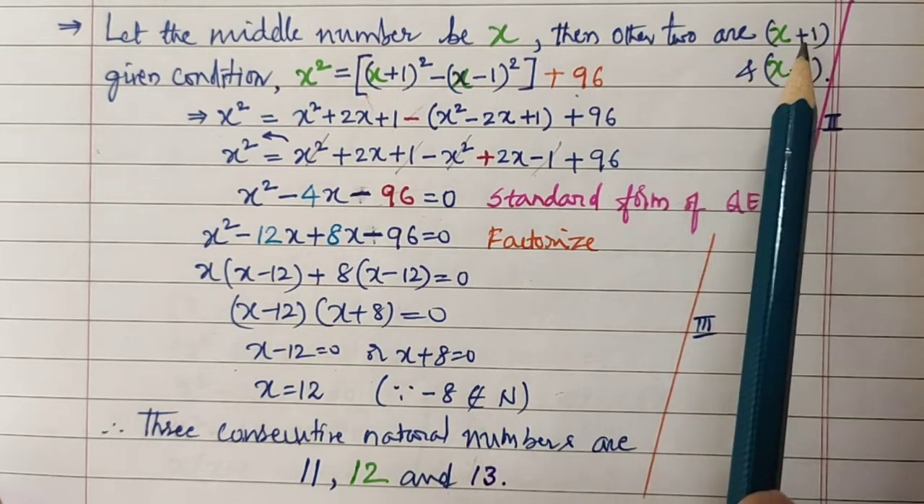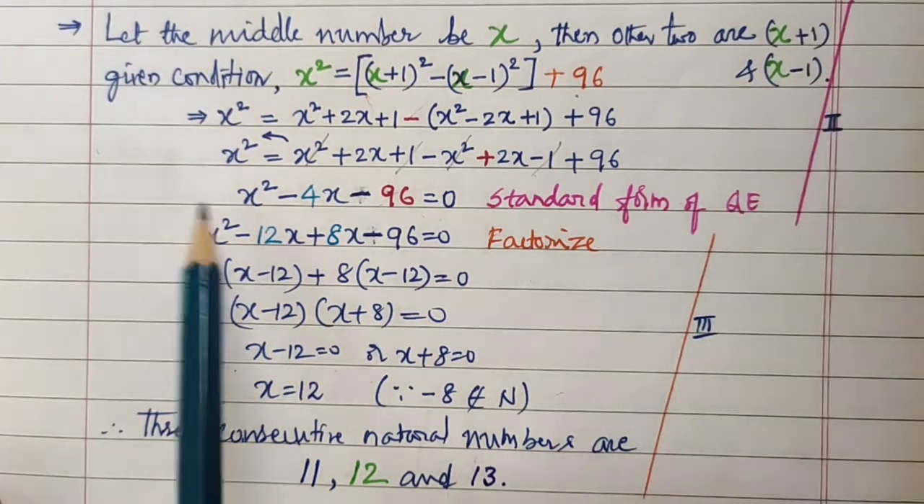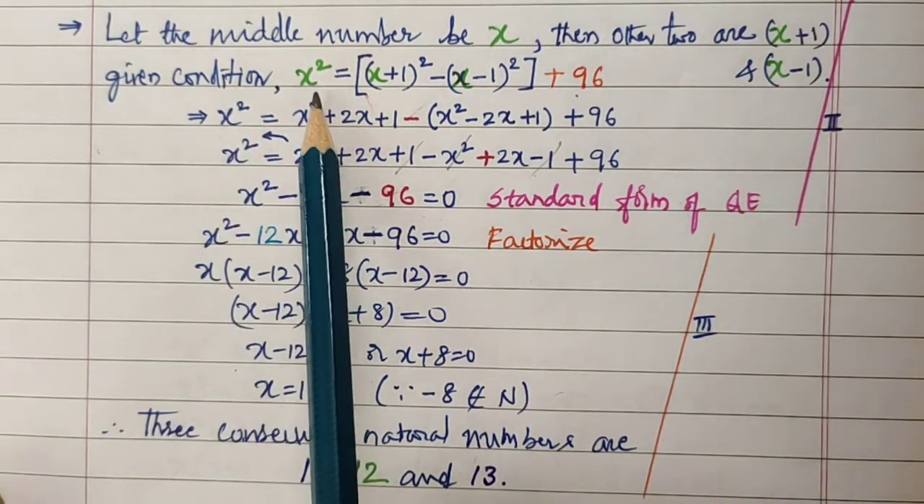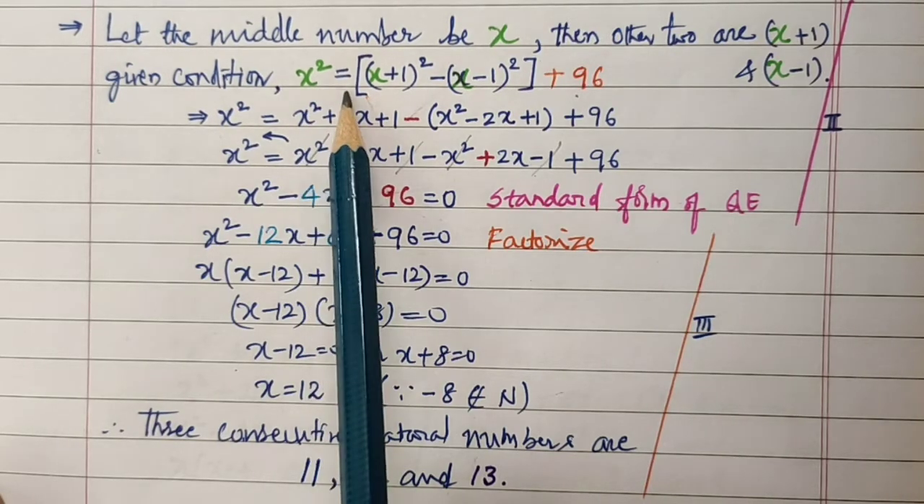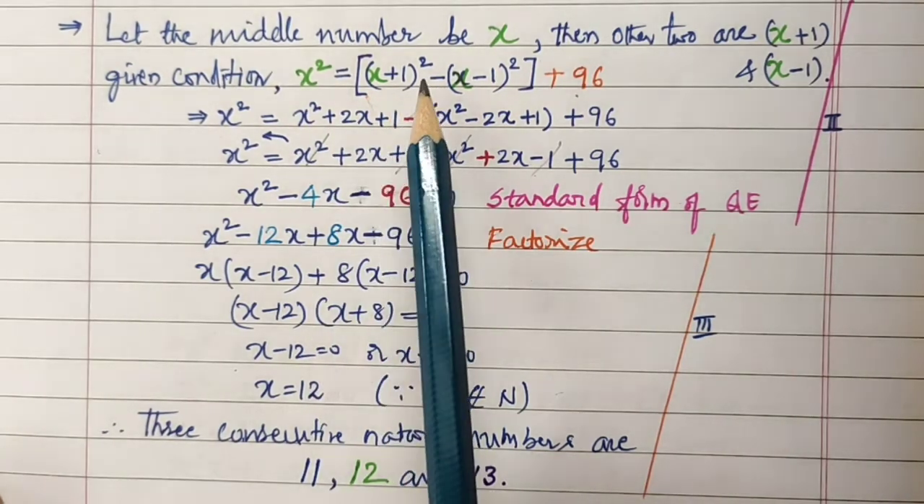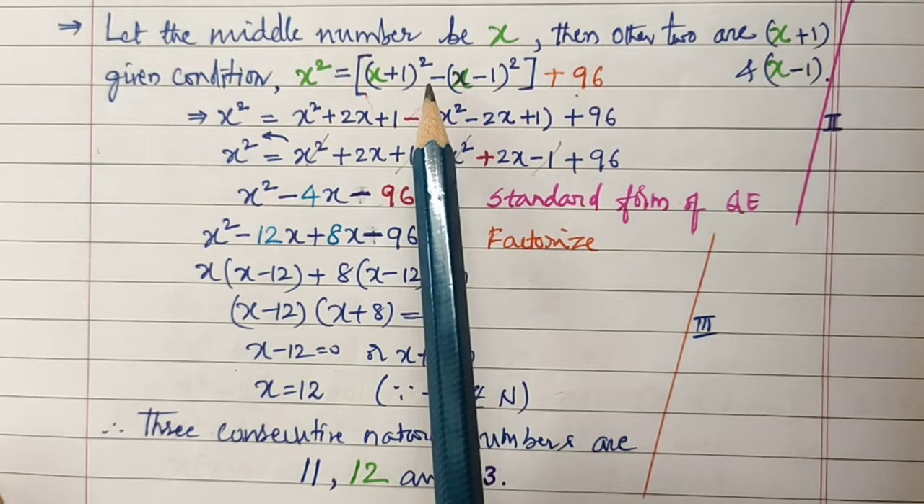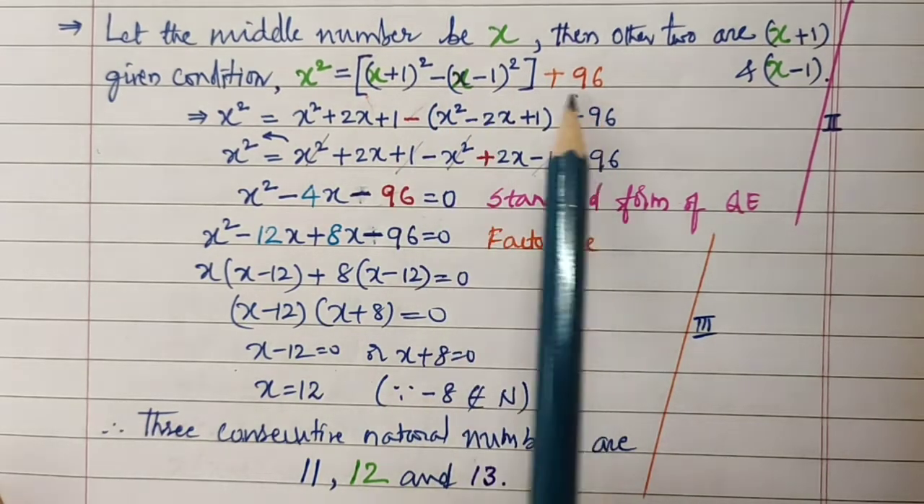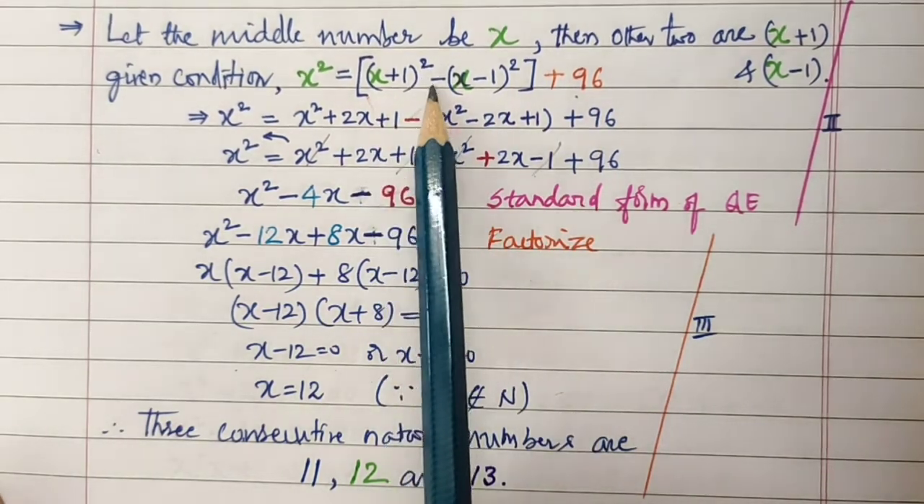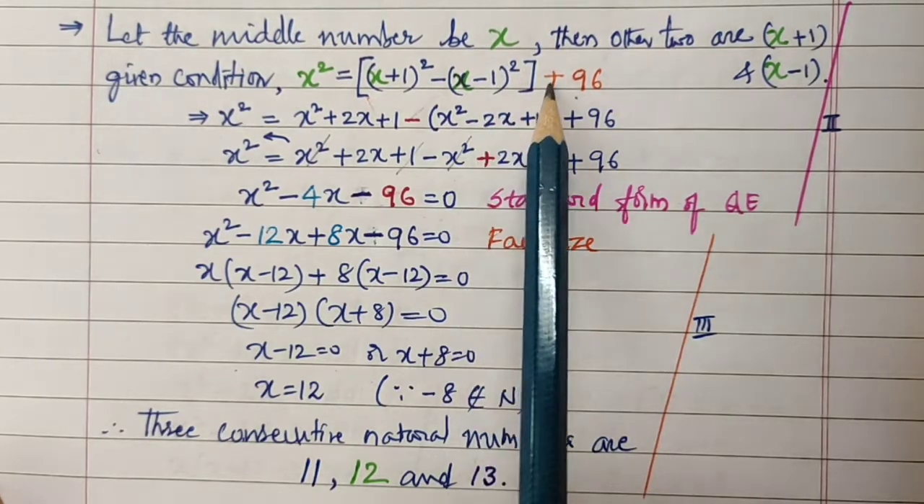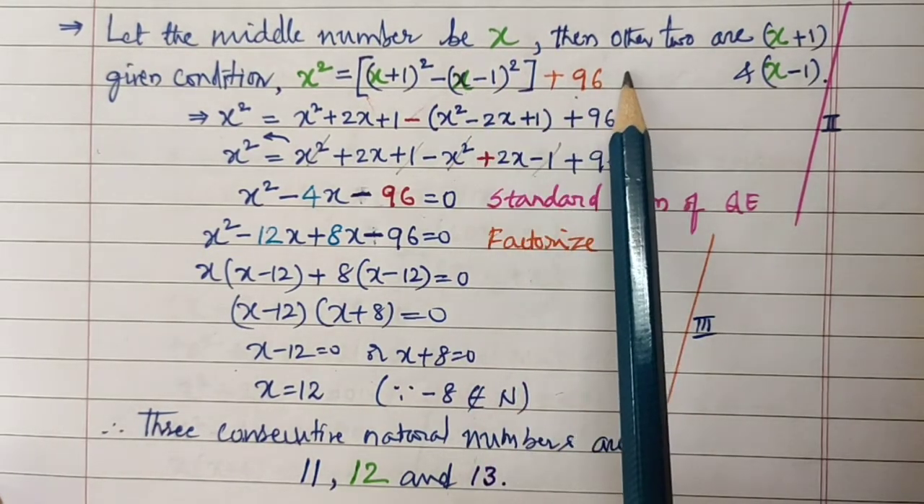Let the middle number be x, then the other two numbers are x plus 1 and x minus 1. Given the condition, the square of the middle number exceeds the difference of the squares by 96: x square equals (x plus 1) whole square minus (x minus 1) whole square plus 96. The equation is formed now.